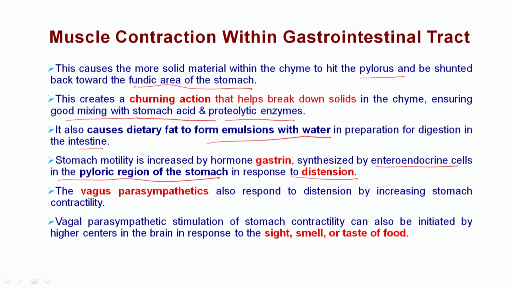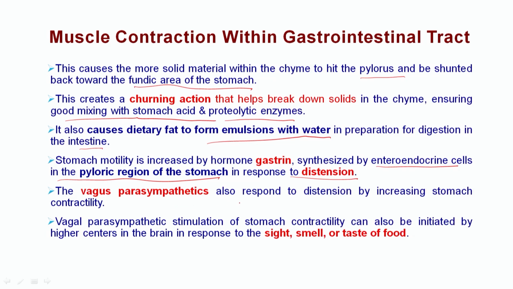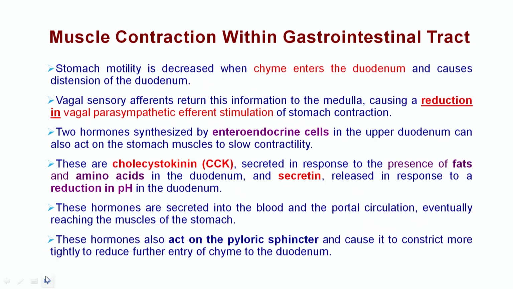When food particles enter the stomach, this creates distension, and then gastrin, that is a hormone, is secreted. The vagus parasympathetic also responds to the distension by increasing stomach contractility. Vagal parasympathetic stimulation of stomach contractility can also be initiated by higher centers in the brain in response to the sight, smell or taste of food.